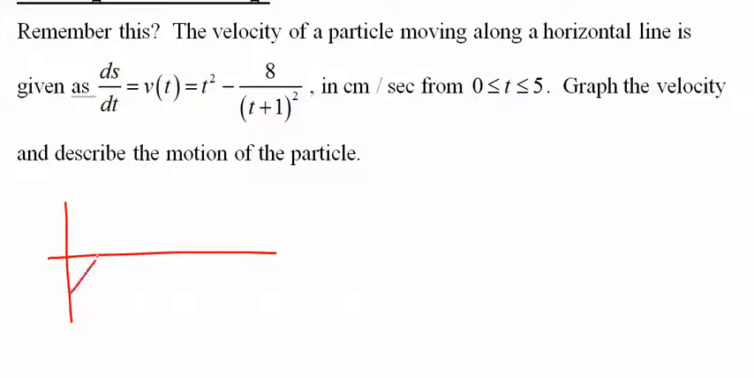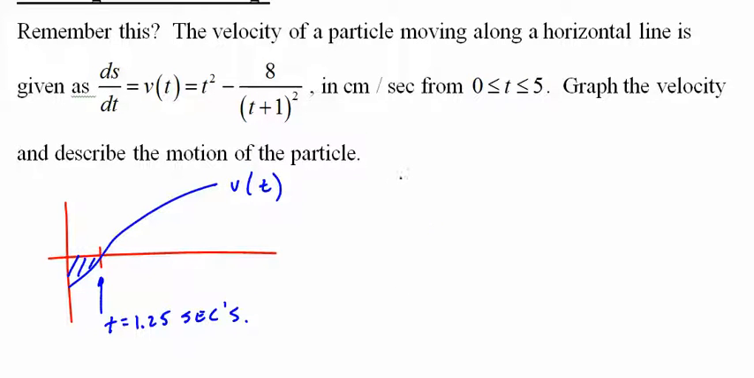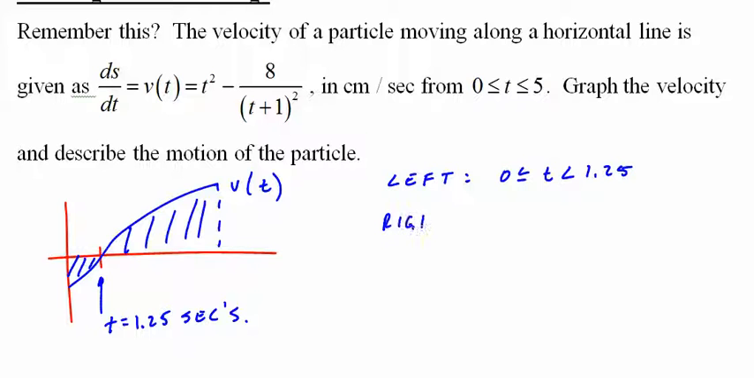So if you graph this, you will get something like this, where this is, let me change the color a little bit, where this is t equals 1.25 seconds. And by looking at the graph of the velocity, we understand that it goes negative, meaning the particle is moving left from 0 until but not including 1.25. And then we see the area under this is positive, so it's moving right from 1.25, not included, to 5 included, because that's our domain.